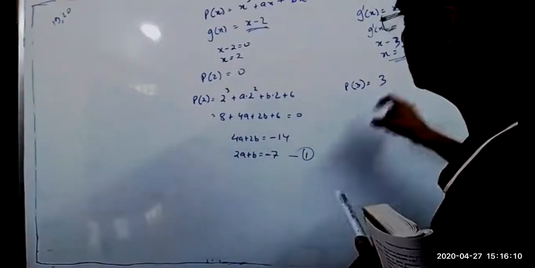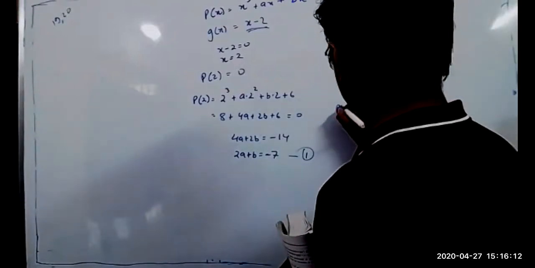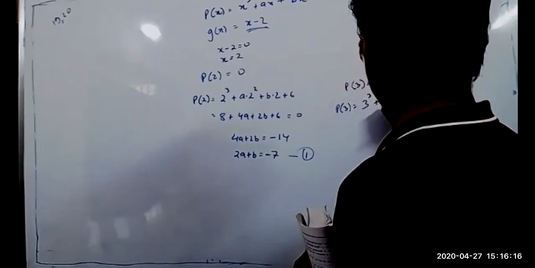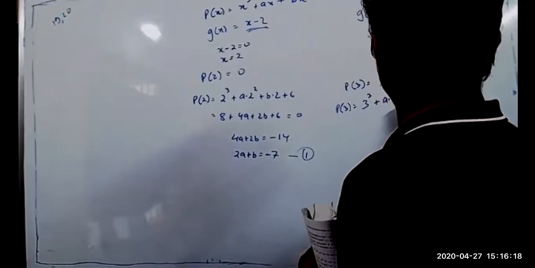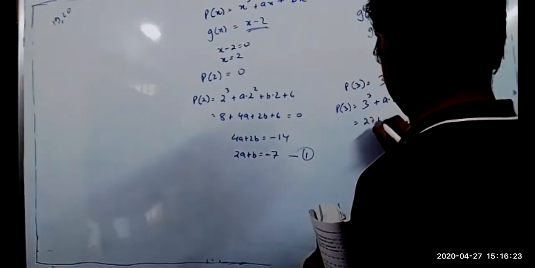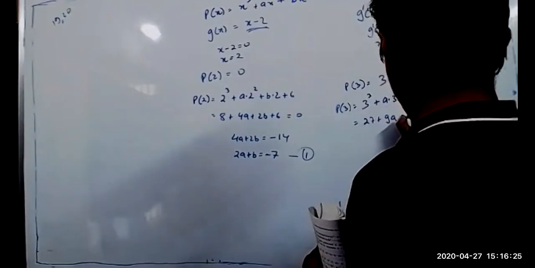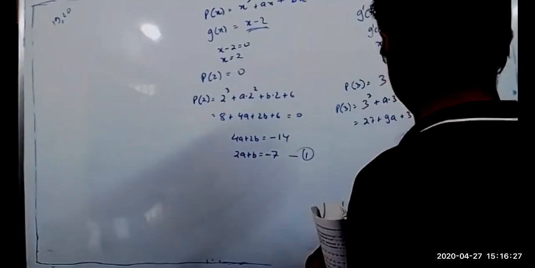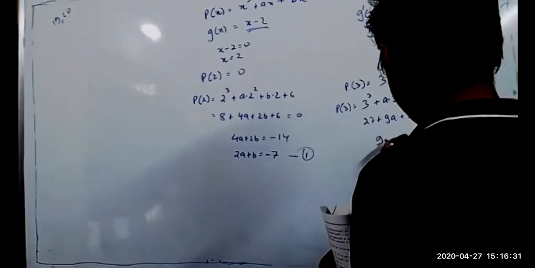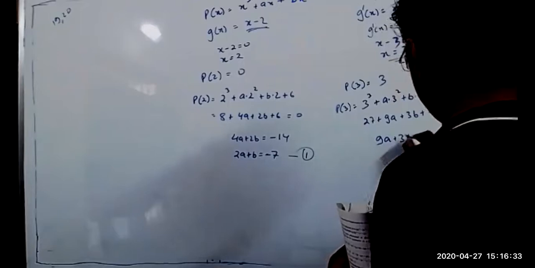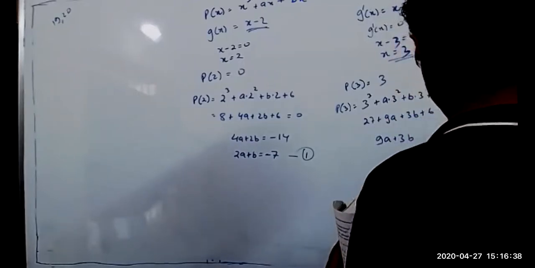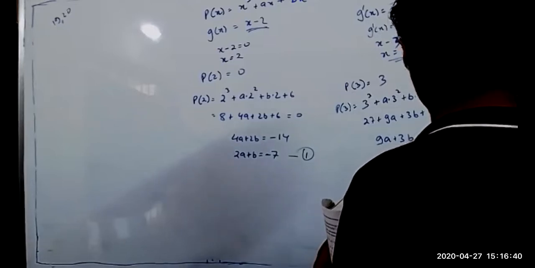So P3 is equal to 3. So we'll replace: 3 cube plus a into 3 square plus b into 3 plus 6. That is 27 plus 9a plus 3b plus 6, which is equal to 3. So 9a plus 3b equals 3 minus 27 minus 6, that is minus 30.